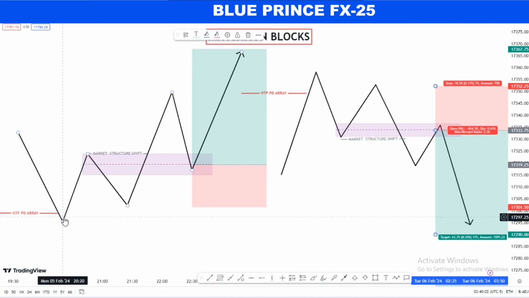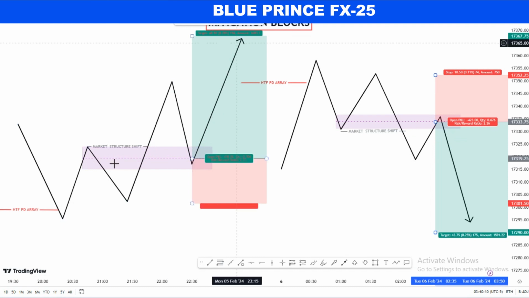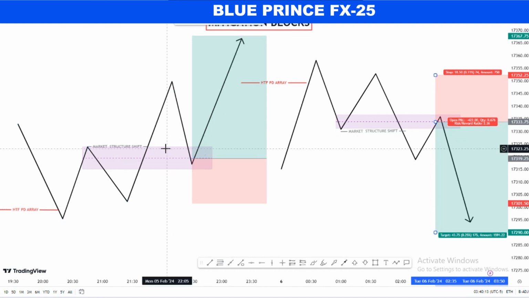So now we know that the market took sell side liquidity. Now the market is going to go and look for buy side liquidity. That's why our bias is bullish. So this structural pattern is useless on its own. So you have to find its correlation with the bias.